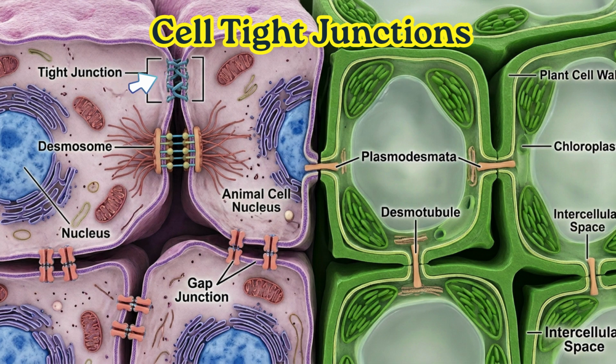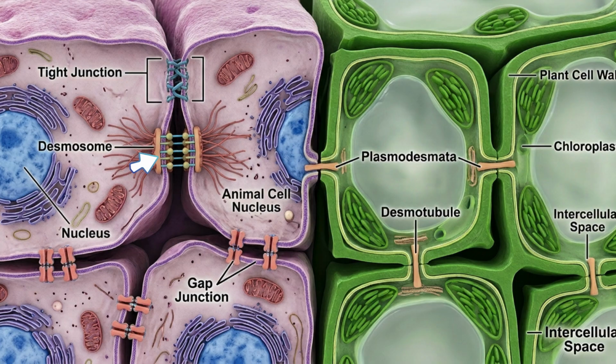Cell junctions are also present in the cell membrane. These are of 4 types. Number 1, tight junctions, which prevent leakage. Number 2, desmosomes, provide strong attachment. Number 3, gap junctions, allow communication between 2 adjacent cells. Number 4, plasmodesmata, used to produce a connection between the cytoplasm of 2 adjacent cells.